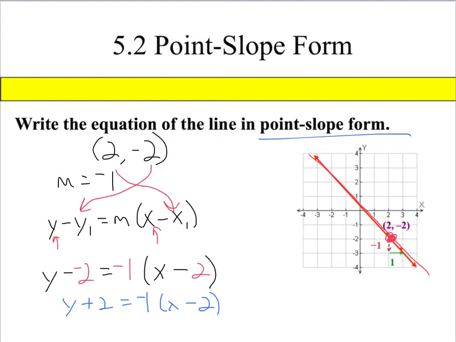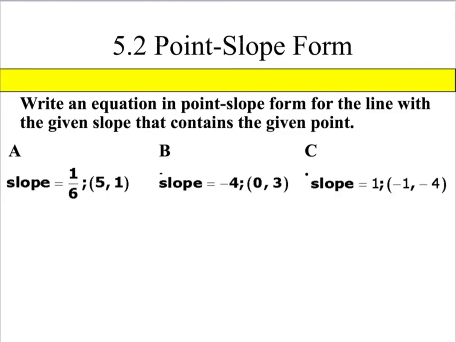All right, I want you to do the exact same thing on the next slide. Come up with 3 equations here. You have a slope, you have a point. Now you're going to write an equation in point slope form with the given slope that contains the given point. So you have a slope, you have a point, put it in point slope form. Give this one a shot.